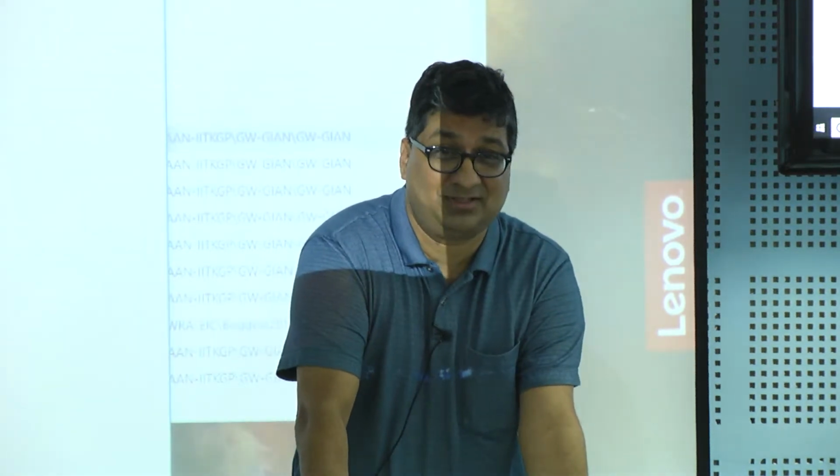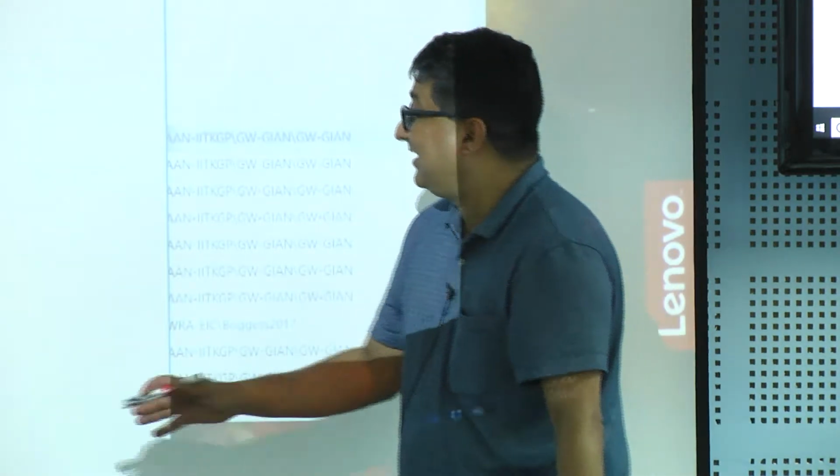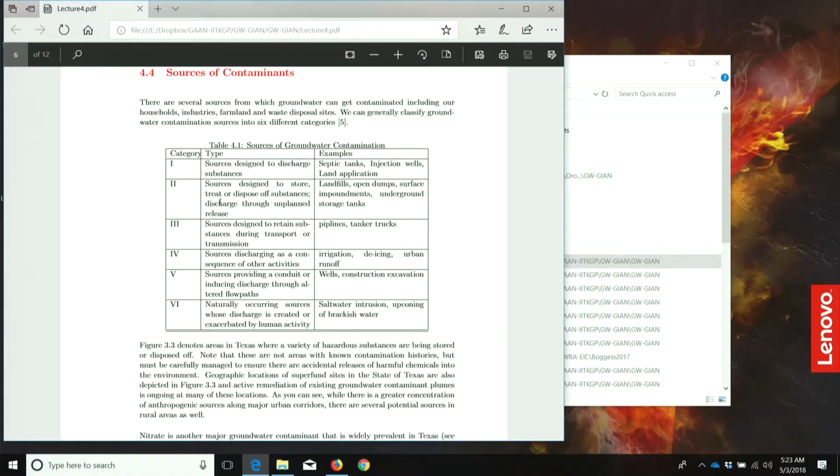So there's a saying in English that says no good deed goes unpunished. So our good deed was we wanted to reuse our wastewater, and we got punished with a nitrate plume. But that happens. Okay, so that's one type of source. The sources are we intentionally discharge chemicals.